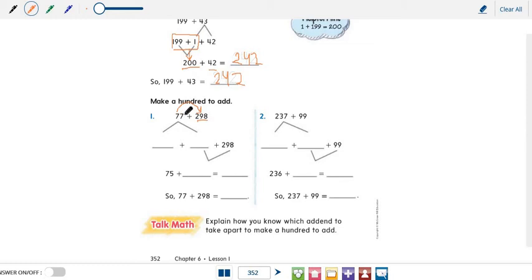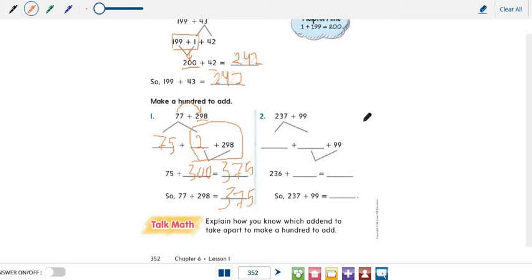So we will break apart number 77 to 2 and 75, because 77 minus 2 equals 75. Now we will add these two numbers to make 300. So 2 plus 298 equals 300. Now it's very easy to add 300 to 75. It's simply 375. So 77 plus 298 equals 375.